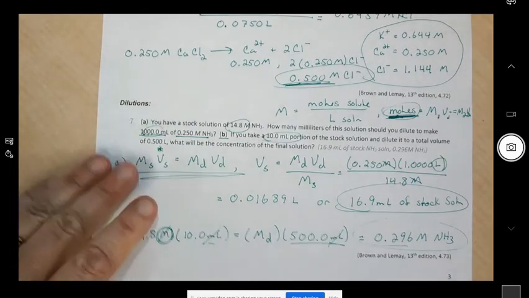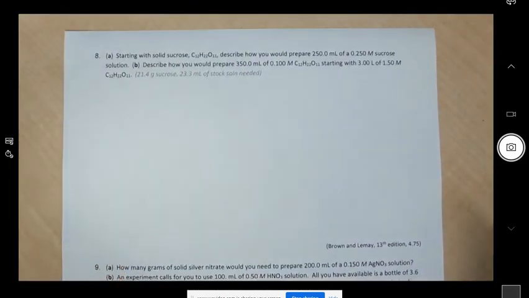All right. Let's see. Oh, wow. Last page. Number 8, starting with sucrose. Describe how you would prepare 250 milliliters of a 0.25 molar sucrose solution. Describe how you would prepare another solution with, okay, here we go.